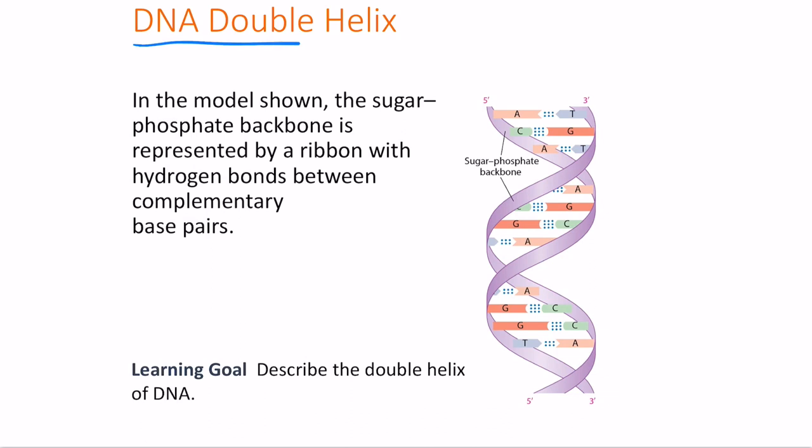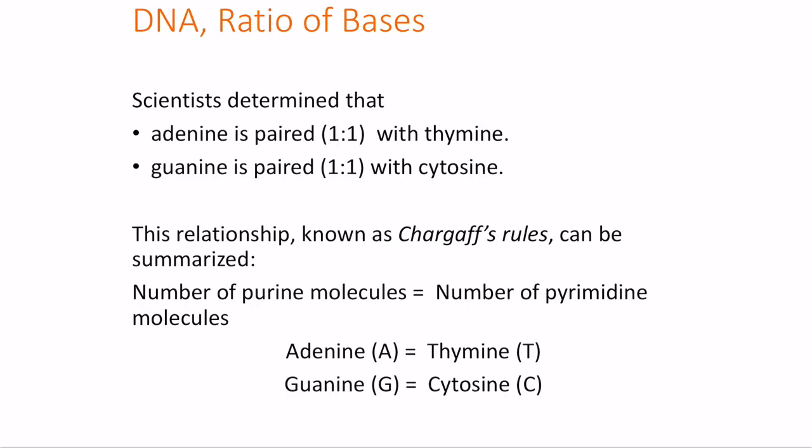Next is the DNA double helix. The DNA double helix involves the formation of hydrogen bonds between the nitrogen bases that are present on the 1 prime carbon. It is determined that adenine generally pairs with thymine in DNA. Guanine also pairs with cytosine in DNA.